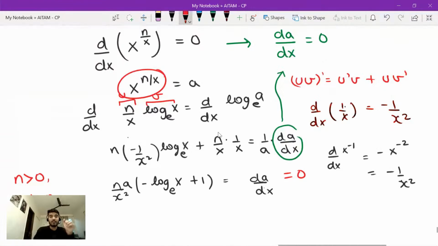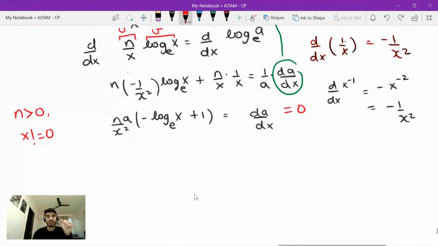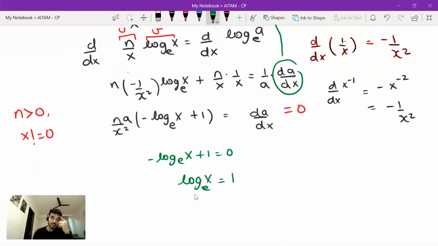So for me, it won't be possible to say that this value is equal to x. This is not possible. This value is never equal to 0. Now we are left with only one possibility, which is this one. So minus log of x base e plus 1 is equal to 0. So I can simply say log of x base e is equal to 1.